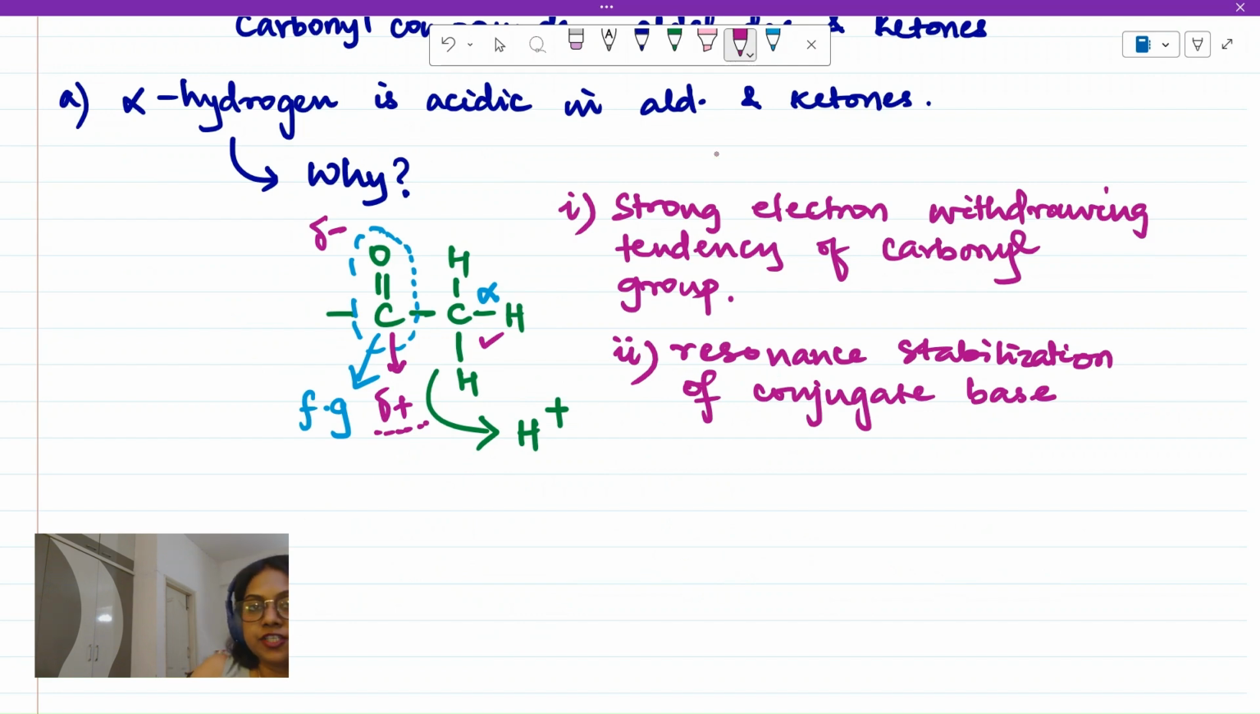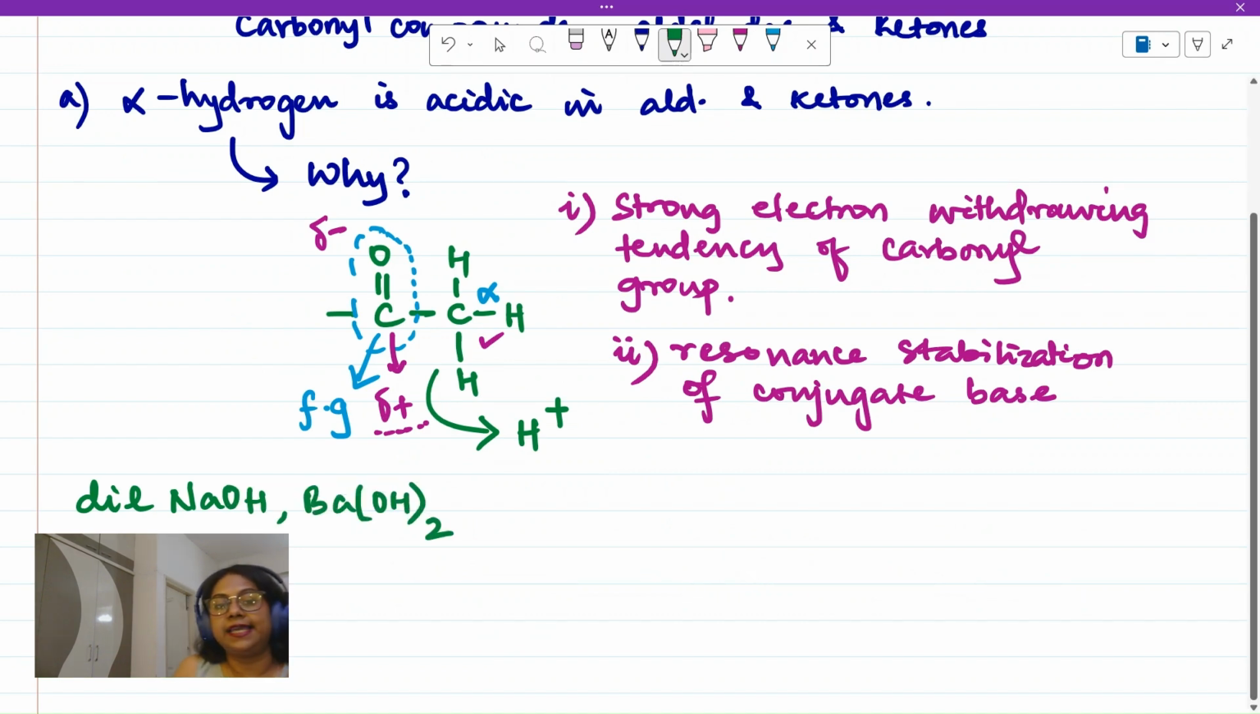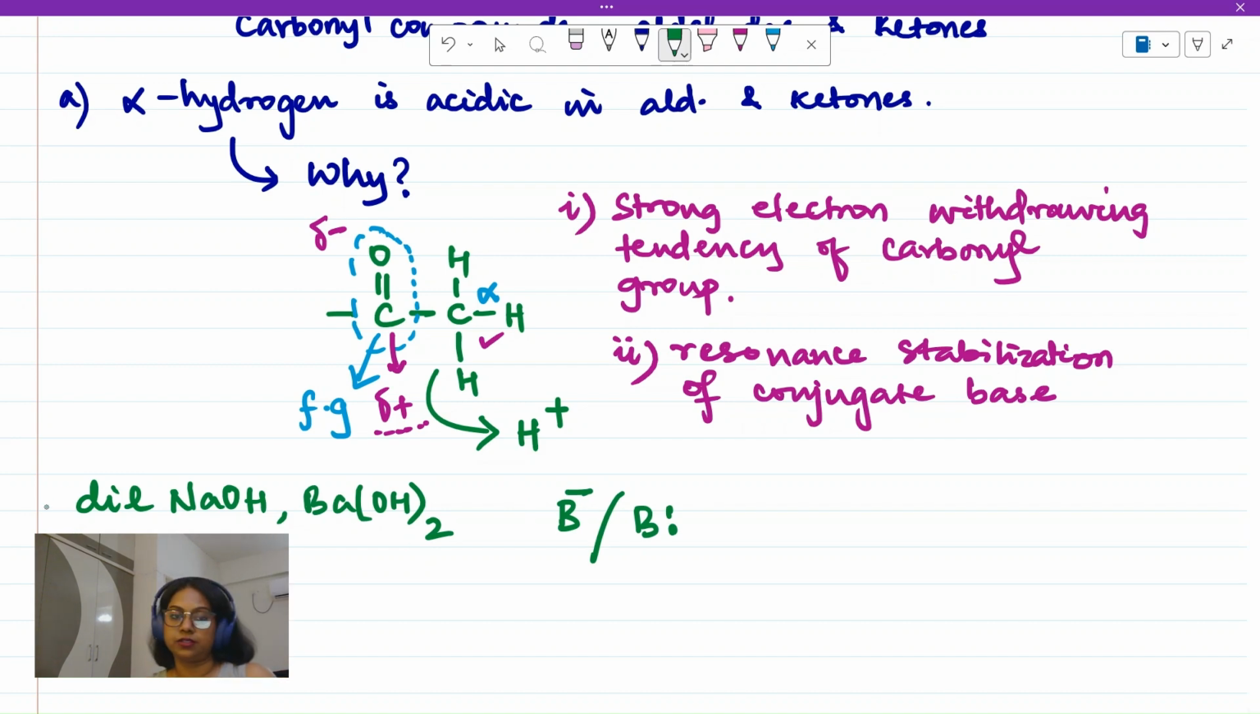This aldol condensation, this entire process takes place either with dilute NaOH, KOH, or things like barium hydroxide also. So essentially, we should have a base. In this case, base can be written as B minus, or as B with lone pairs of electrons. Any Lewis base which can donate electrons acts like a base. Or because we are using reagents like dilute NaOH and Ba(OH)2, we can also have the base in the form of hydroxide ion OH minus.